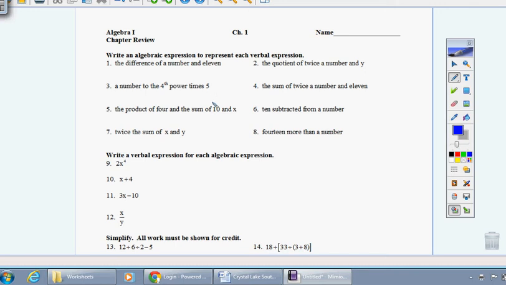We're going to go through the odd numbered review problems. There will be another video in which we go through the even number review problems. So let's start with writing algebraic expressions to represent verbal expressions.